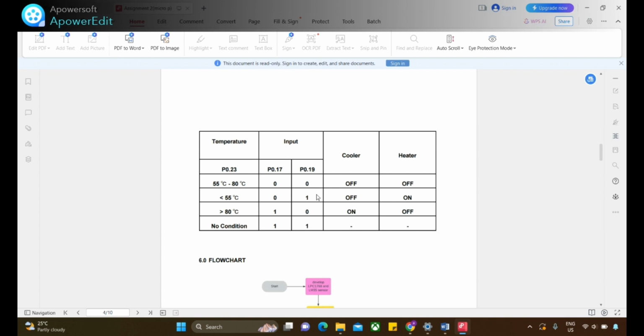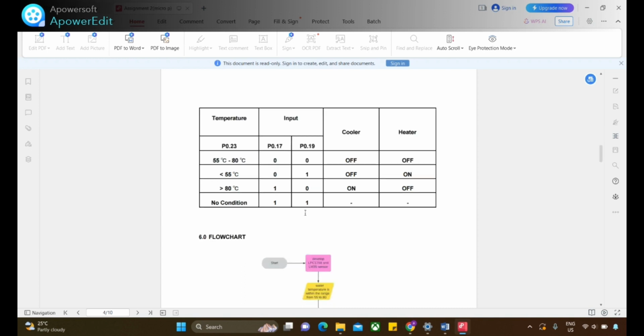Next, when the cooler was off and the heater was on, the input was 01, which is when the temperature is below 55 Celsius. Then when the cooler was on and the heater was off, the input was 1 and 0, and the temperature is above 80. And lastly, when the cooler and the heater were in error, the input was 1 and 1, and the temperature had no condition.